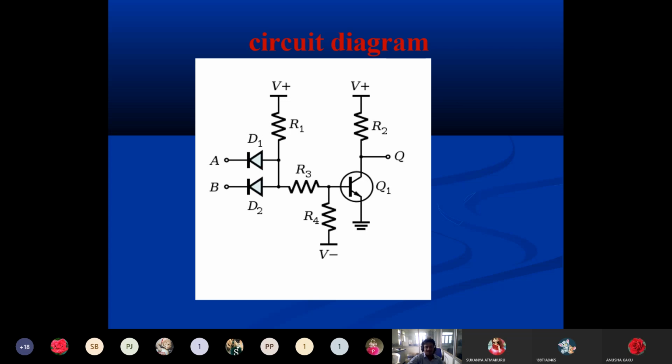The circuit diagram may be connected as shown in this figure. Input A will be connected to D1, and input B will be connected to D2, and we have the common resistors, to maintain the noise margin and the power dissipation. For those factors, we have to use some resistors. At Q, we will take the output.